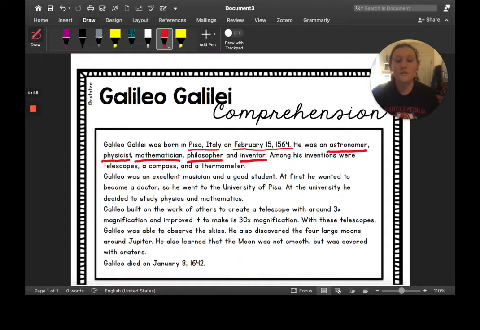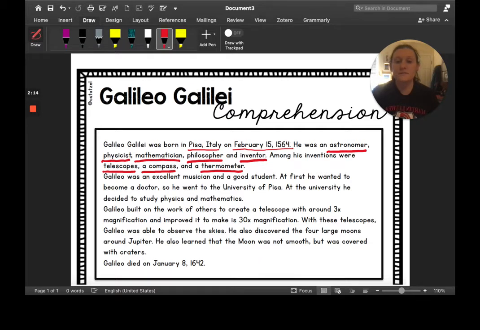Among his inventions were telescopes, a compass, and a thermometer. So let's underline all of the things that were included in his inventions. So we had 3 of them. So they said telescopes, a compass, and a thermometer.